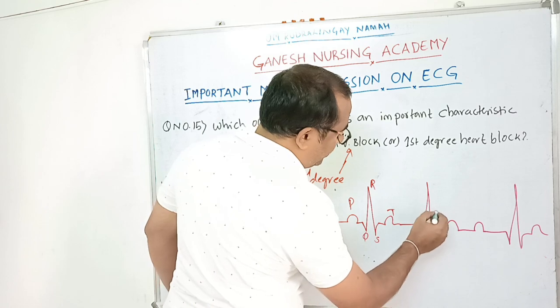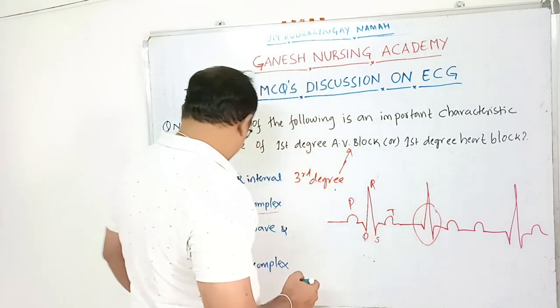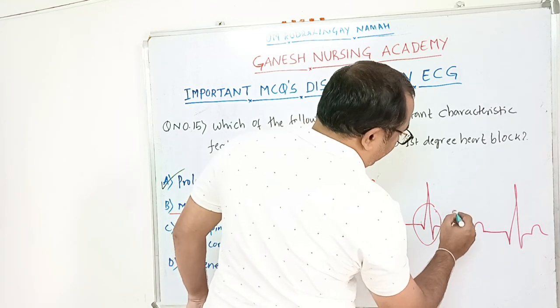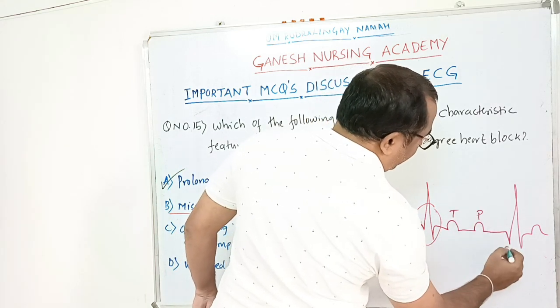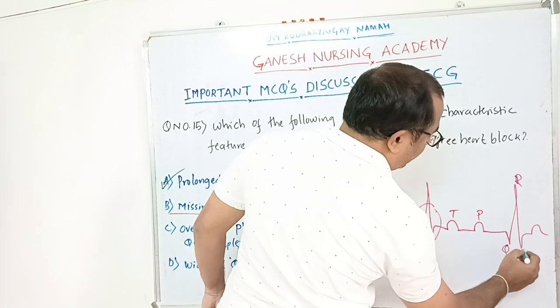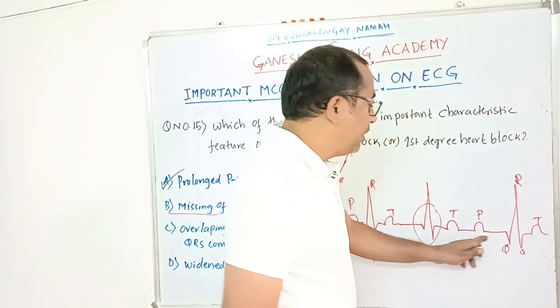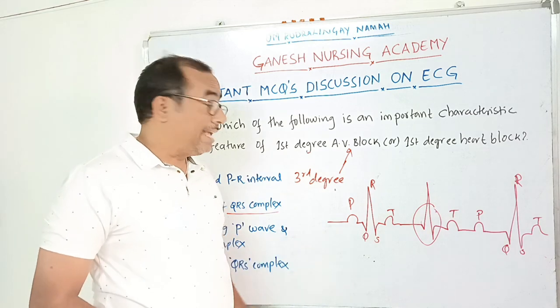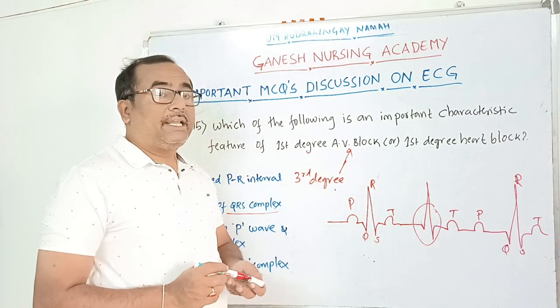Here the P wave is completely merged. It is merged into, or overlapping with, the Q wave and QRS complex. And this is the P wave. Here is the P wave, then the QRS complex, and you can see here the QRS complex appeared late after the P wave. So this is an important characteristic of a third degree AV block.